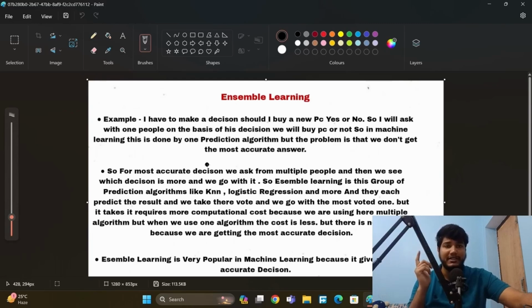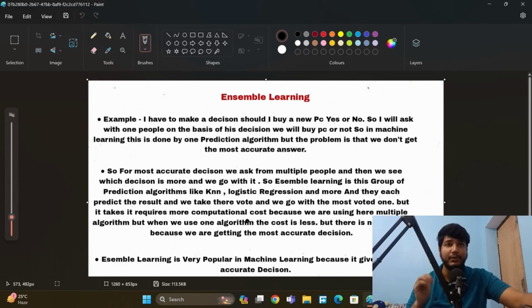So here comes Ensemble learning. For a more accurate decision, we ask multiple people and then we see which decision is more common. Some people give yes, some no, and the most common decision will be yes, for example. So we go with it. So Ensemble learning is a group of prediction algorithms like KNN, logistic regression and more. They each predict the result and we take their vote and we go with the most voted one.